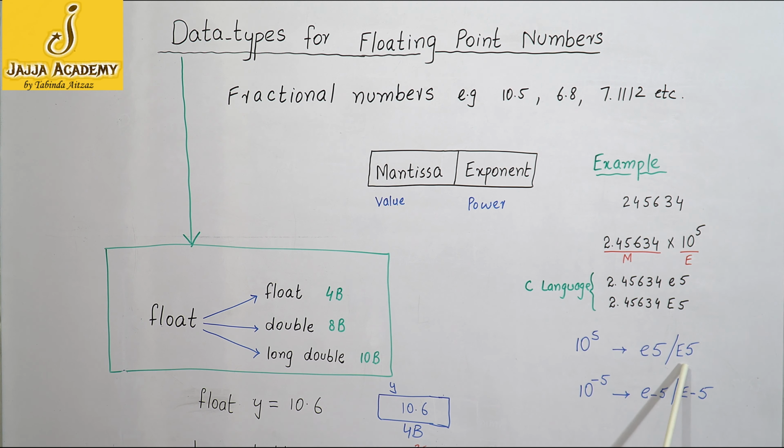And if the exponent value is negative, such as 10 raised to power minus 5, then it will be stored like E minus 5 or capital E minus 5. Here I have provided some other examples. If I want to store the value 10.6, which is a floating point value, or I can say a fractional value, then I will require the float data type.